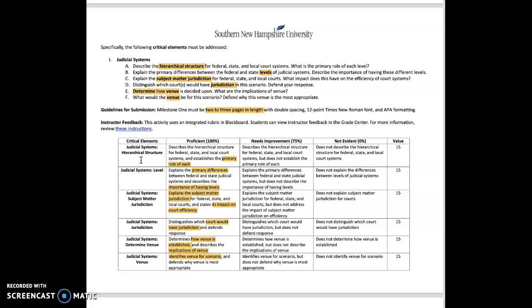Next, we have subject matter jurisdiction, and we're going to be looking at how to explain subject matter jurisdiction to federal, state, and local courts, and state its impact on judicial efficiency. Well, first you should define this concept. Subject matter jurisdiction is the authority of a court to hear a case of a particular type or cases relating to a specific subject matter. For instance, bankruptcy court only has the authority to hear bankruptcy cases, and juvenile court only has the authority to hear juvenile cases. These subject matter jurisdiction courts impact judicial efficiency in part because these courts have both the time and resources to devote to these types of cases.